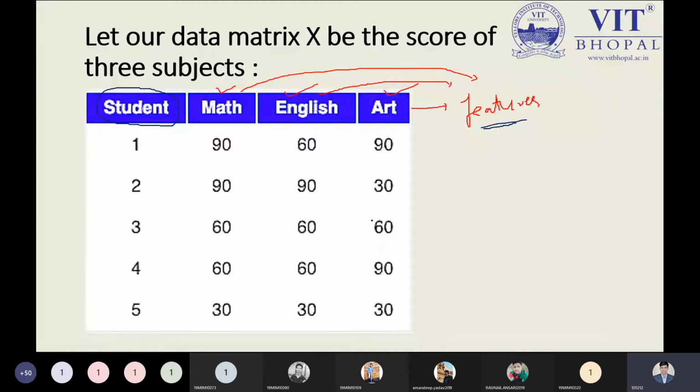I'm repeating once again. We are selecting only three important features: math, English, and art. These are the subjects. Student is also a kind of column or attribute, which is also a feature, but that is not applicable. So we know math, English, art are the related features. From this perspective, we will try to reduce our three important features into a lower dimension. Maybe we can reduce it into two dimensions.